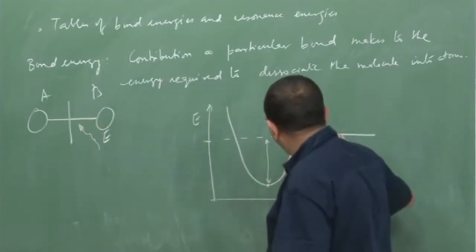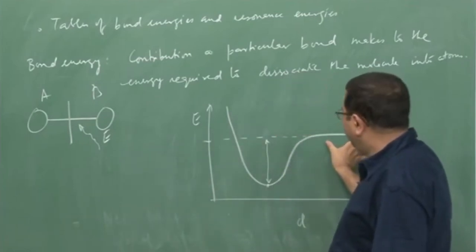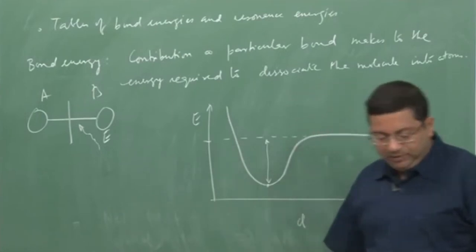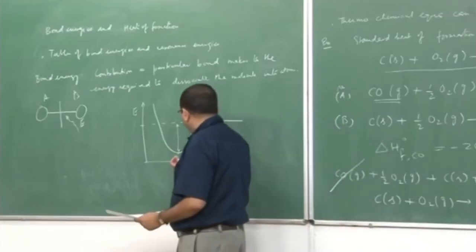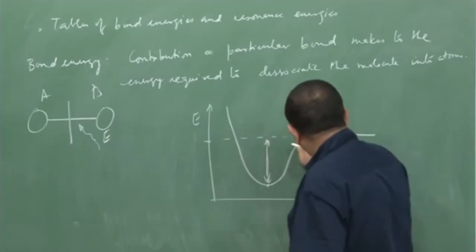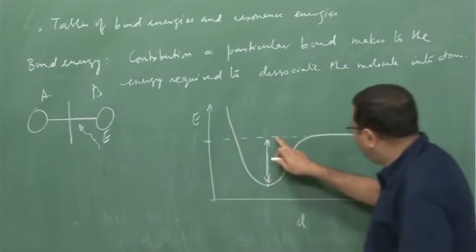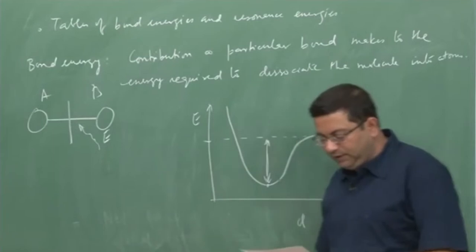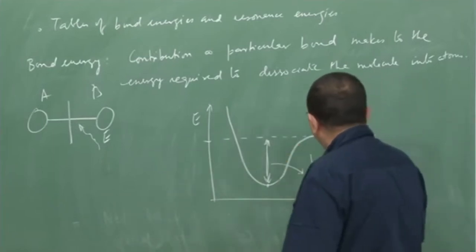So, this is the energy difference between the intermolecular forces when the molecules are infinitely apart, and this is the minimum distance or value at the potential minimum. Therefore, the value of this potential minimum with respect to the distance when the molecules are infinitely apart is essentially the bond energy. So, this is my bond energy.